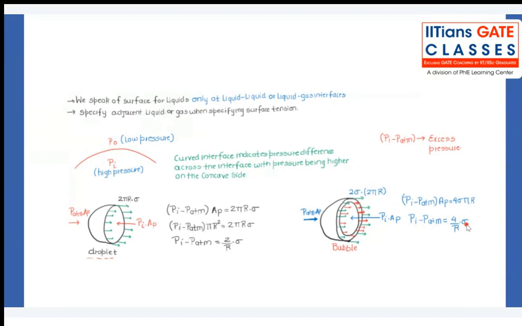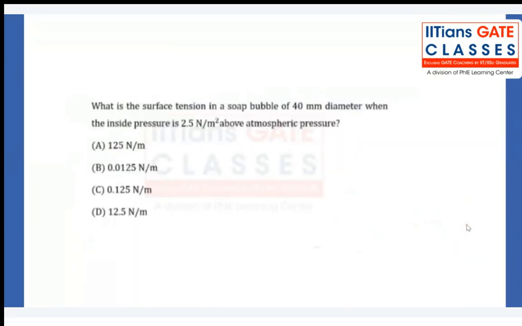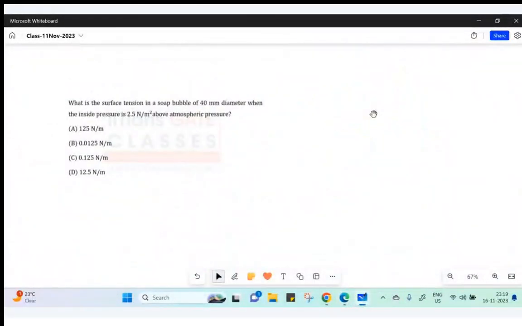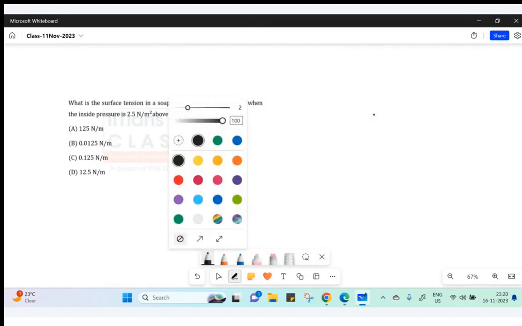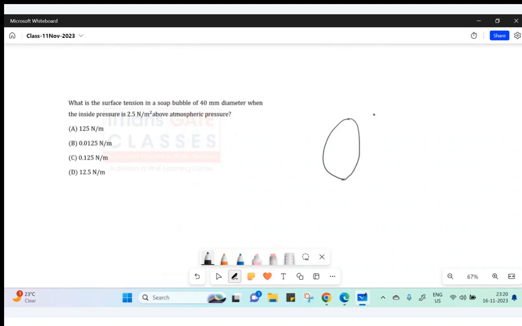Okay. Let's take one example here. What is the surface tension force in a soap bubble of 40 mm diameter when pressure inside is 2.5 Newton per meter square above the atmospheric pressure? Let me just solve this problem for you. As I told you, if this is a soap film and a bubble, it will have two surfaces, one surface and a second surface. There will be a surface tension force because of the outer surface, that will be sigma times 2 pi r. And there will be a surface tension force because of the inner surface also, which will also be sigma times 2 pi r.